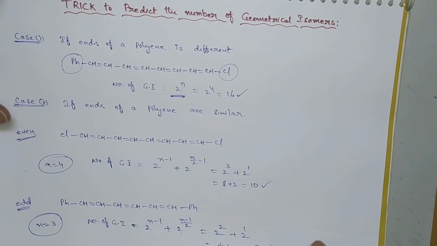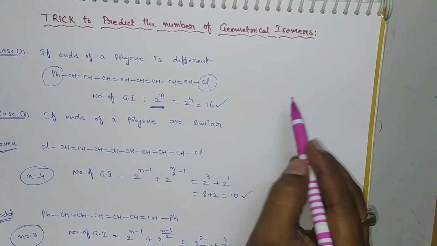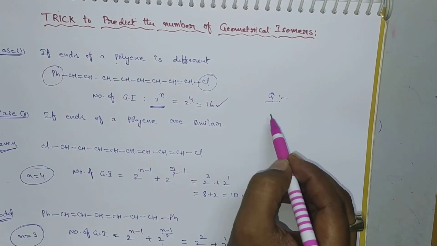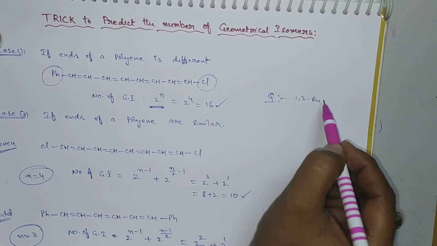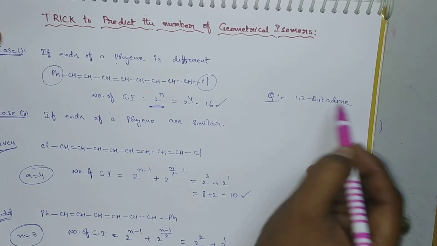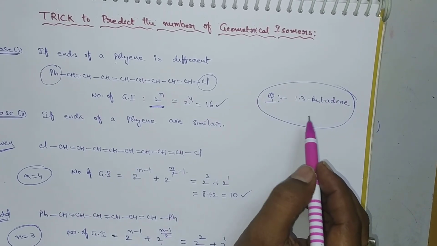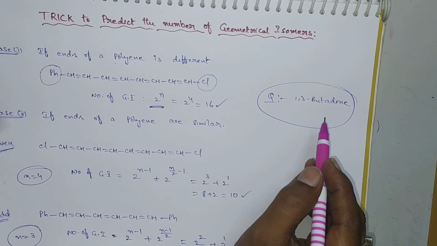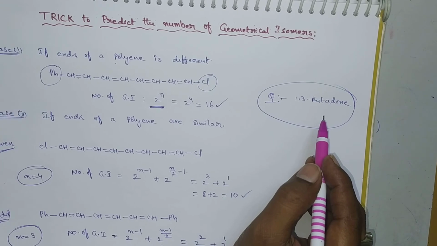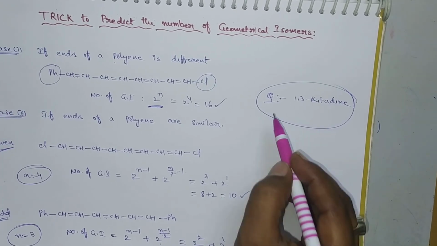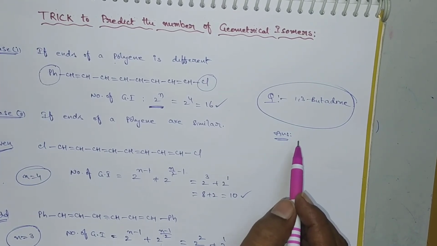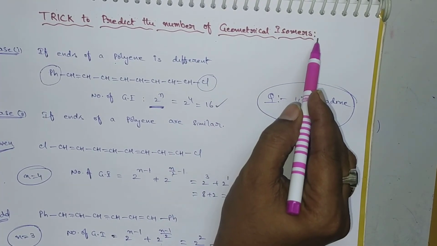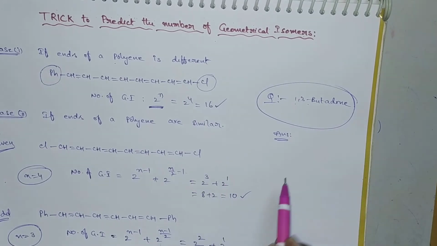Now here is a small question for you. Calculate the number of geometrical isomers for 1,3-butadiene. First write the structure of 1,3-butadiene and predict whether it consists of an even or odd number of double bonds. Then go for the formula. Please comment the answer in the comment box. How many geometrical isomers can be formed from 1,3-butadiene?